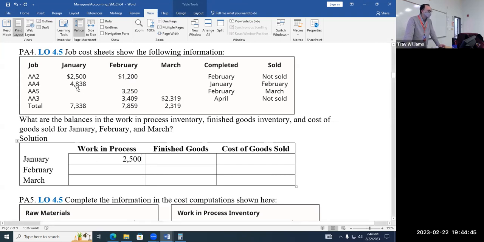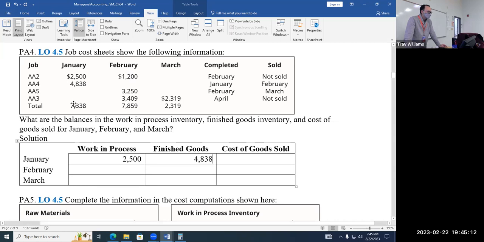But let's see if we have any other work in process in January. This one, it actually shows gets completed in January. Okay, so that's going to go under finished goods. In fact, let's go ahead and put it there. Finished goods for January. And that's it. That's all that was going on in January.